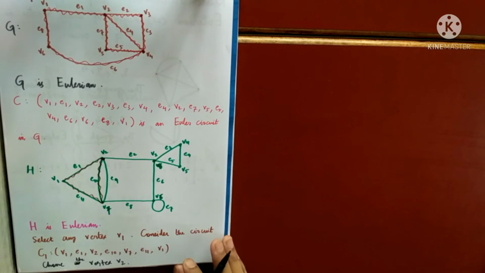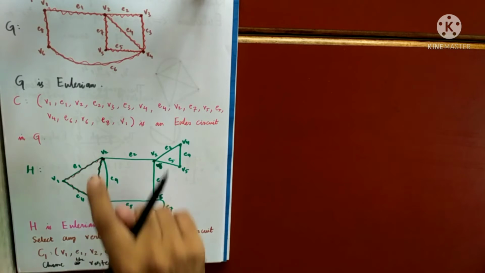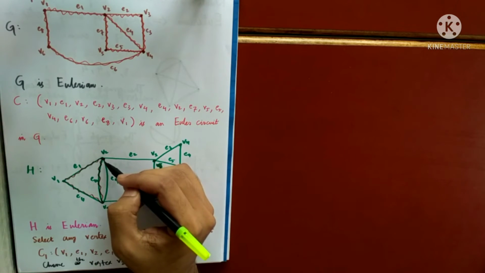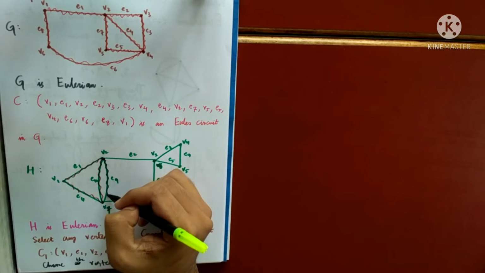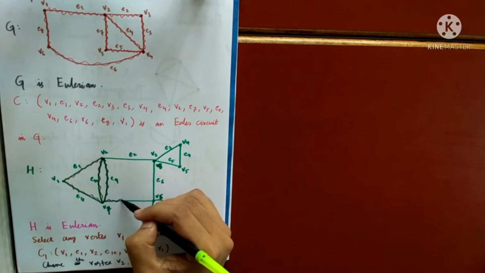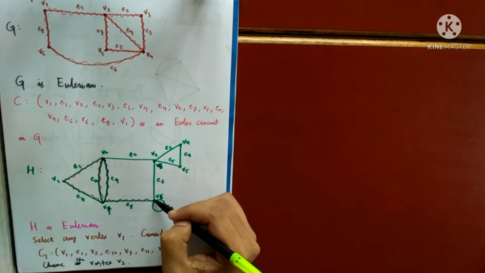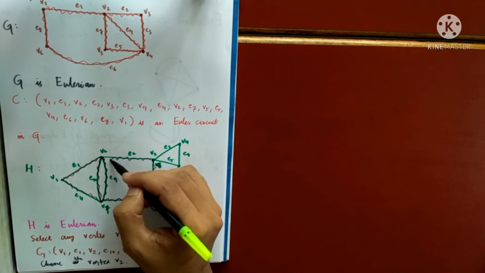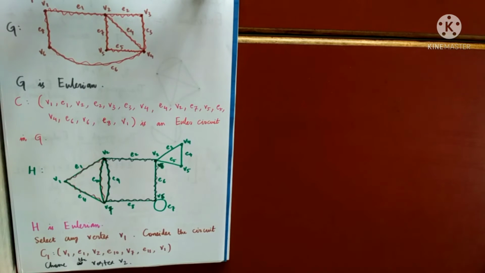Now try to find a circuit starting at V2 and ending at V2, but it should not use these brown edges. So suppose I am taking this, this, this, and this. So I have got a circuit starting at V2 and ending at V2.